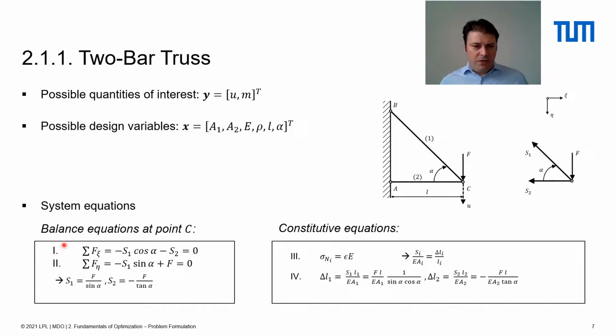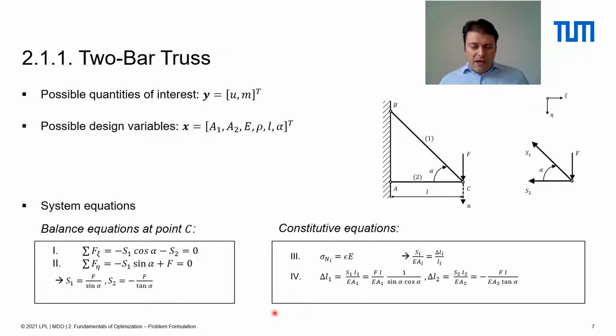And when you want to solve for the section forces that are active in those rods, you're going to look at the force balance in the x direction, or in the ξ direction, excuse me. You're going to look at the force balance in the η direction, and can deduce from that that those two section forces S1 and S2 are F over sine alpha and minus F over tangent of alpha.